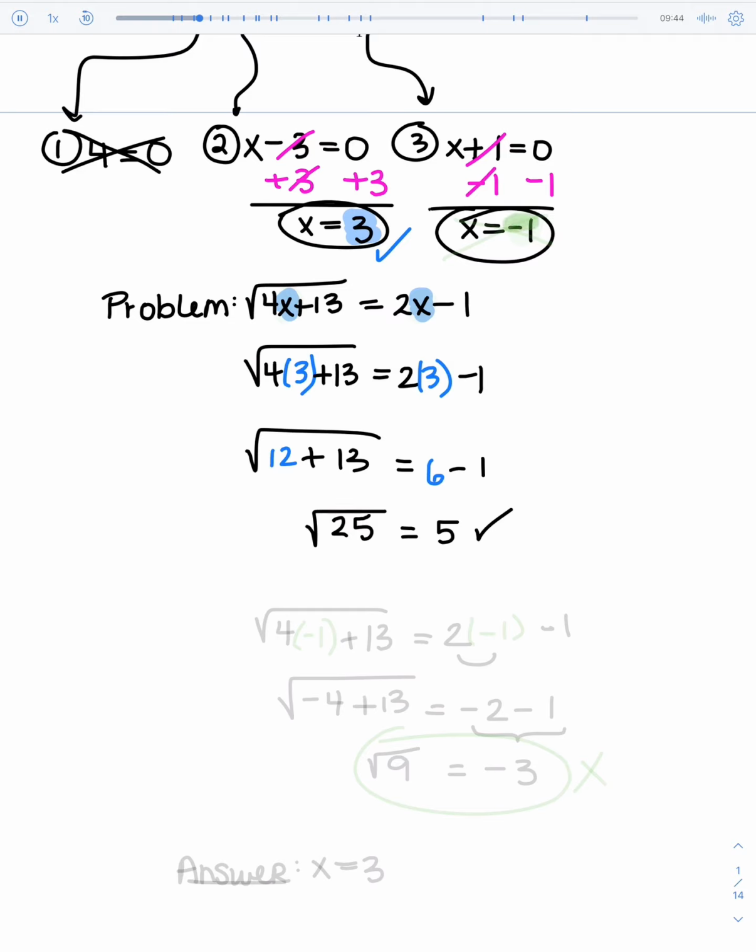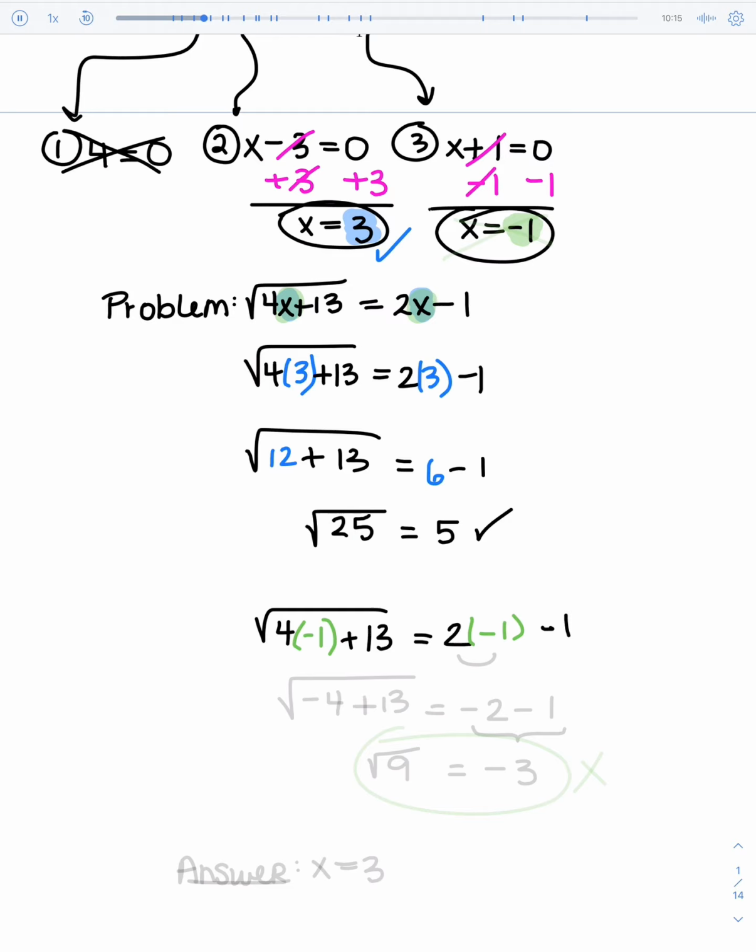You still need to check x equals negative 1 by plugging it in wherever there's an x. So let's try that one as well. So we'd start off by taking the square root of 4 times a negative 1 plus your 13 equals your 2 times negative 1 again minus 1.